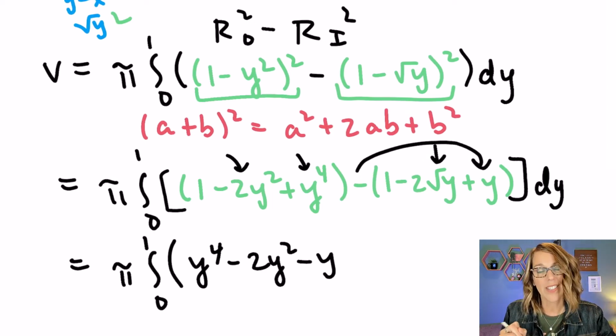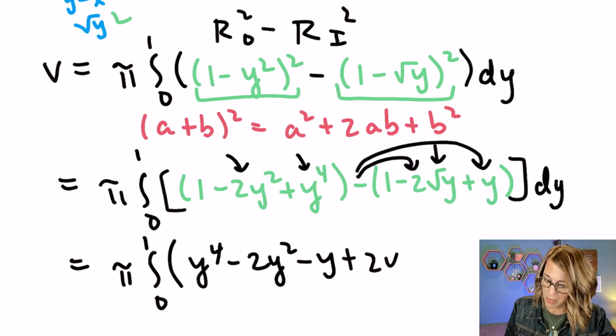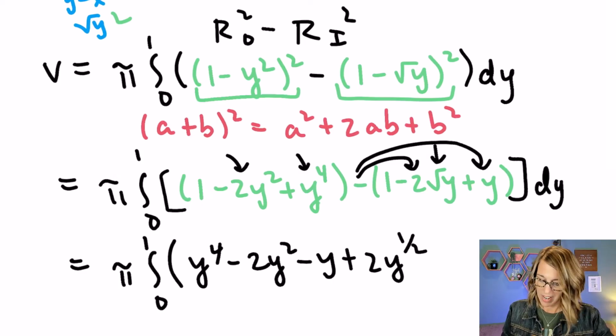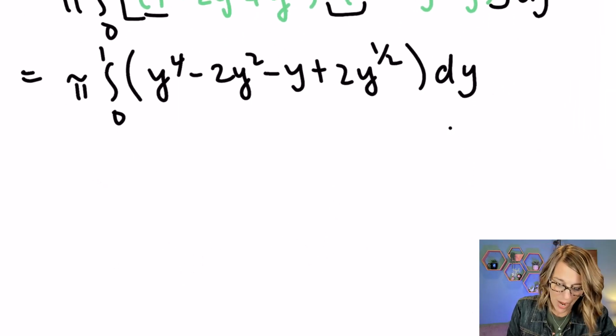And then I've got my square root. I'm going to distribute my negative, so I get plus 2. Instead of the square root, I'm going to call that a 1/2 power. And then I've got a 1 minus a 1. So those cancel. This is all of my integral, and I'm ready for my power rule. Let's put that power rule together.